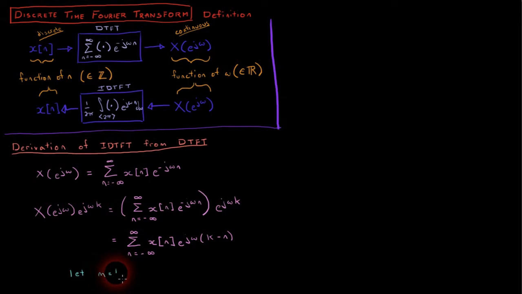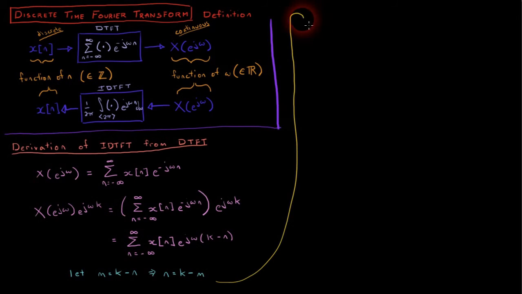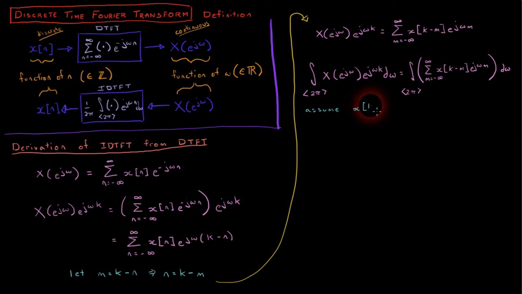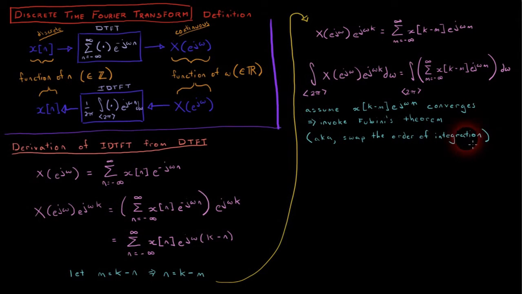Let m equal k minus n, which means that k minus m equals n. Swap these definitions into our equation. Integrate both sides of the equation over a 2 pi interval with respect to omega. Assume x of k minus m times e to the j omega m converges so that we can pull the summation out in front of the integral.